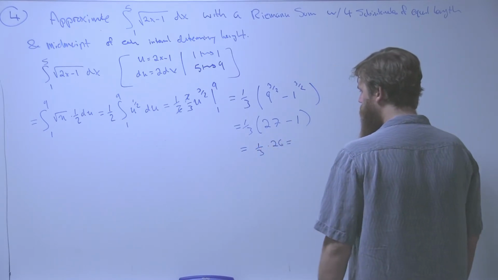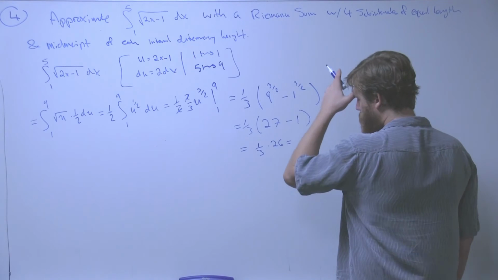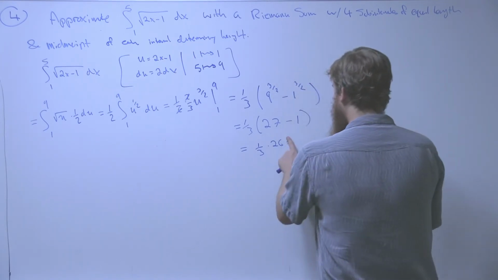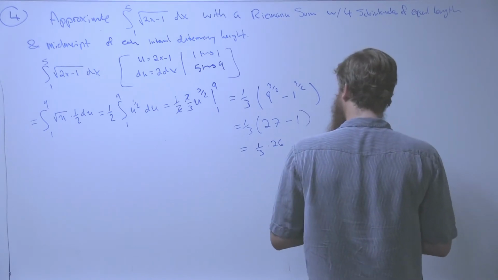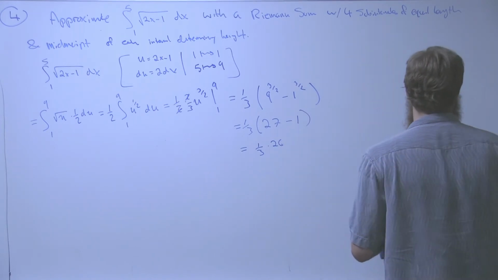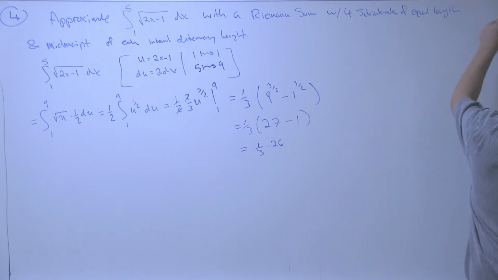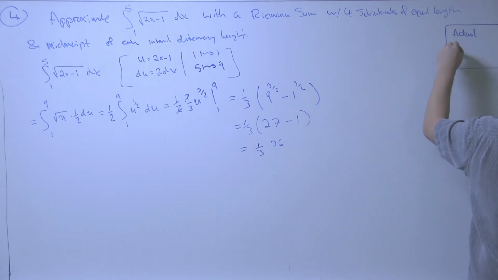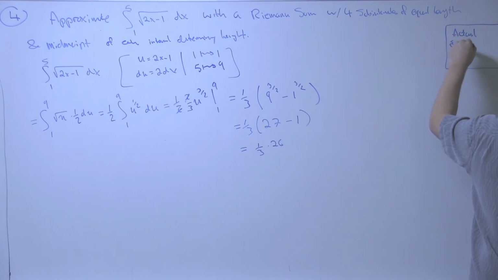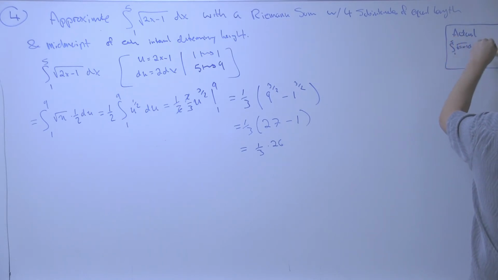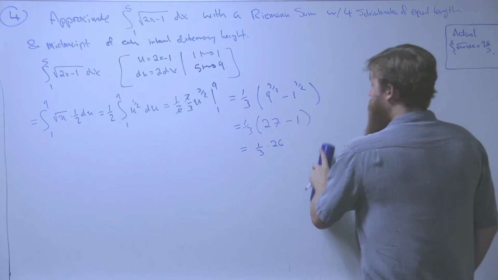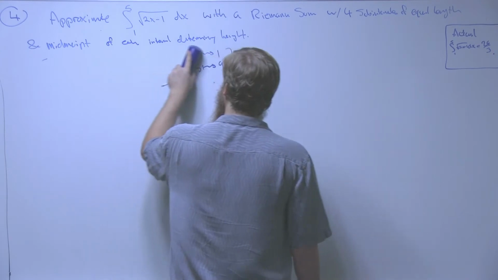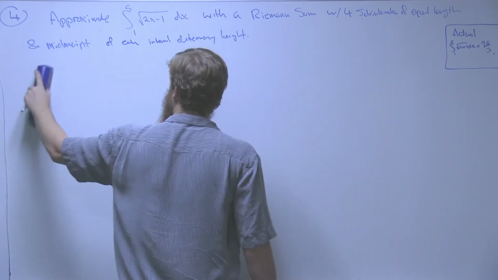Nothing nice happens there, right? 26 isn't divisible by 3. Okay. So we know that this is what we expect, 26/3. I'll save that off to the side. And in the next part, we'll compute the midpoint approximation using Riemann sums.